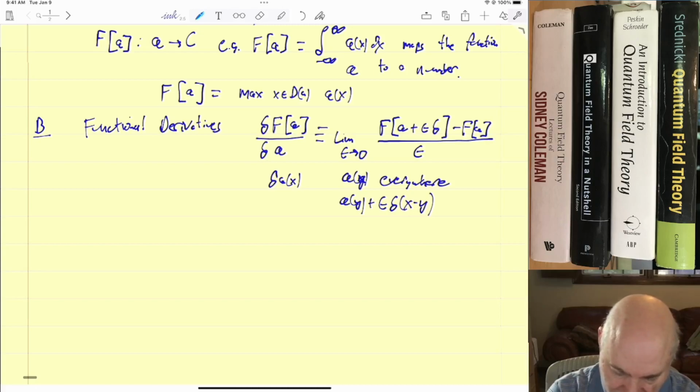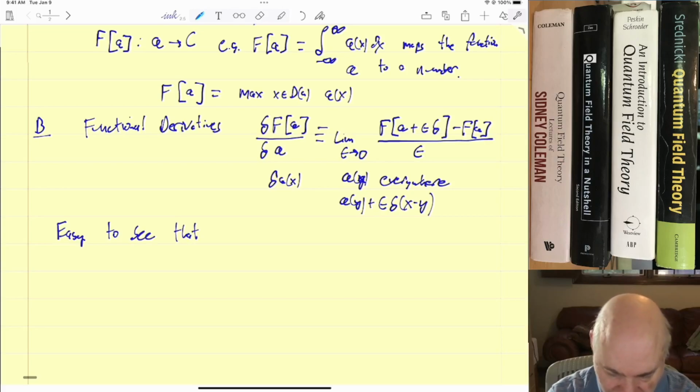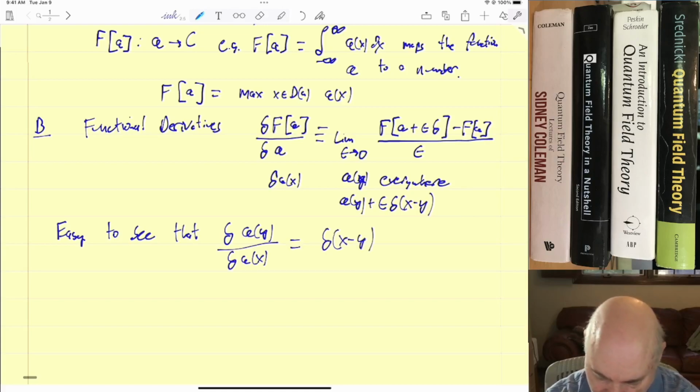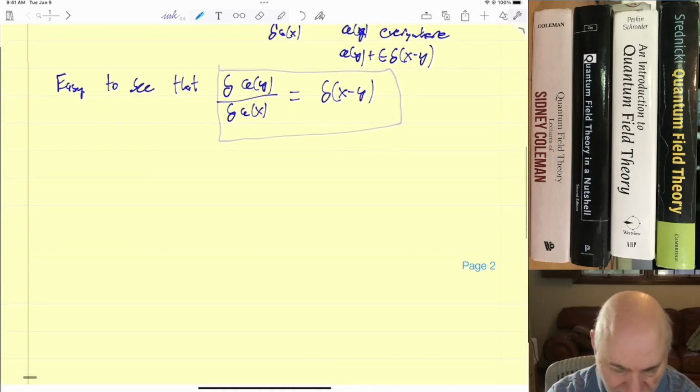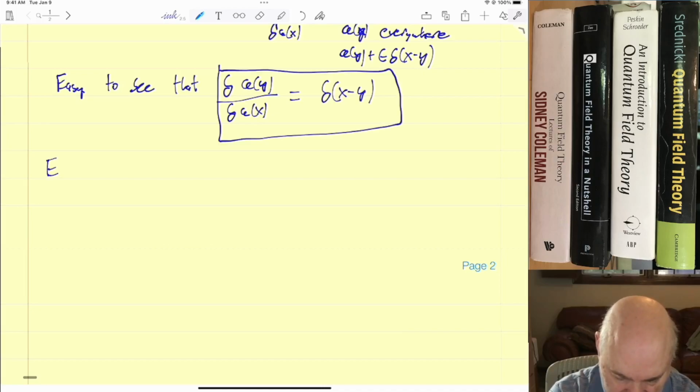And this is used in path integrals and everywhere in quantum field theory all the time. And it's easy to see. There's only one formula really that you need to remember. Everything else is just like regular calculus. If you have del a of y over del a of x, this is equal to delta of x minus y. This is what you have to remember. This is how it's applied all the time. And I'll give you an example right now. Let's say we have an action.